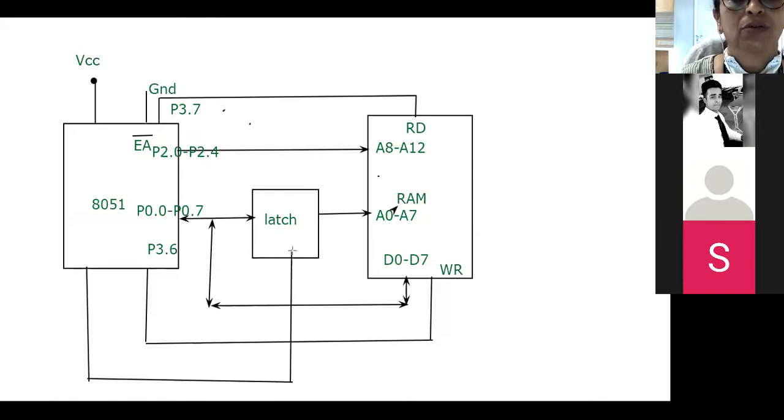So here we have to draw the enable pin. This is the enable of the latch. What else remains to be done here? How many address lines are remaining? 3 address lines are remaining because we are using 13.